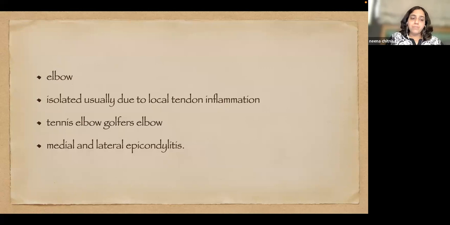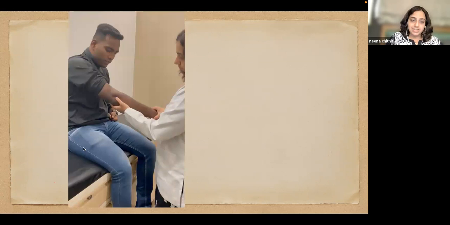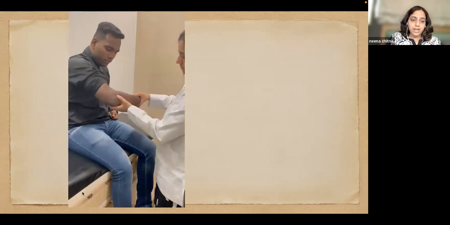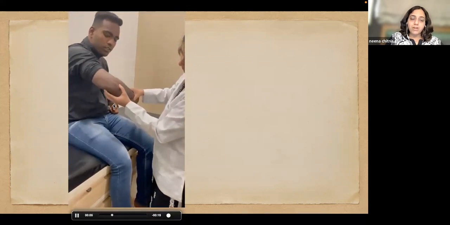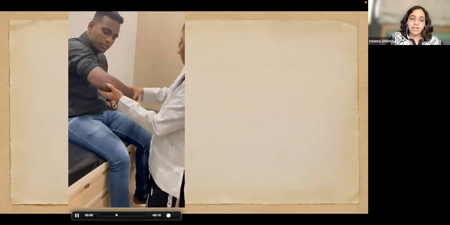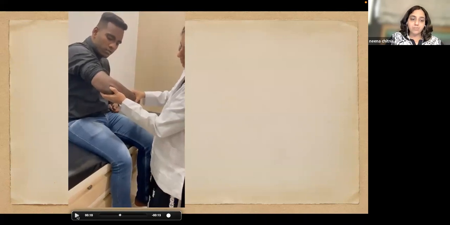So medial and lateral epicondylitis are called tennis elbow and golfer's elbow. Lateral epicondylitis is called tennis elbow. Medial epicondylitis is called golfer's elbow. So in your examination, you have to also examine for this. Examine for tenderness on the medial epicondyle, tenderness on the lateral epicondyle, and tenderness on the bursa. The patient could also have olecranon bursitis.